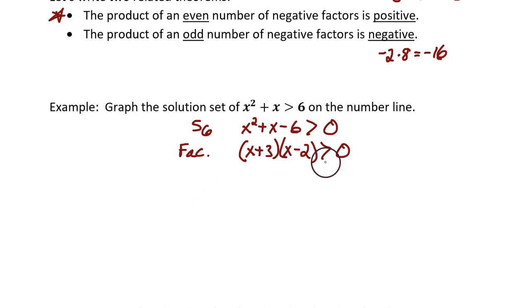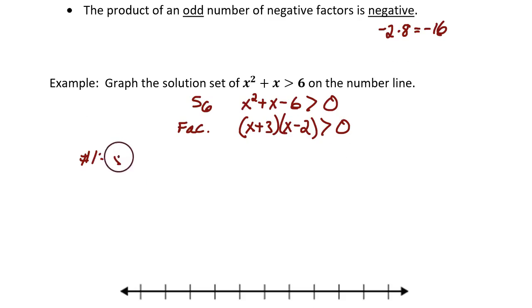For the product of two factors to be greater than 0, that is, to be positive, there has to be an even number of negative factors, meaning neither of these factors is negative or both of them are negative. Let's write down those possibilities. Possibility number 1, neither of them is negative. X plus 3 is greater than 0, and x minus 2 is greater than 0. If both of those factors are greater than 0, then their product would be greater than 0.